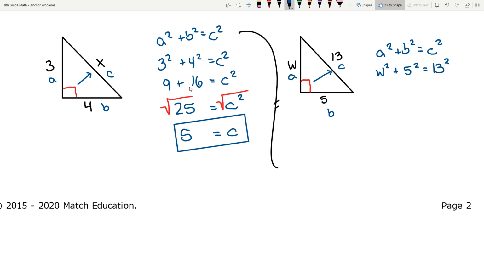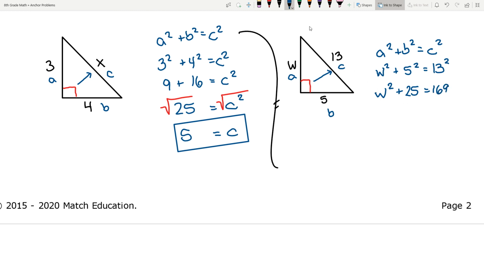Notice it's a little bit different than when you're finding the hypotenuse. When you're finding the hypotenuse, it's kind of straightforward. When you're looking for one of the missing legs, it's a little bit different. All right, so pay attention to what you're looking for on these. W squared plus 25 is going to equal 169.